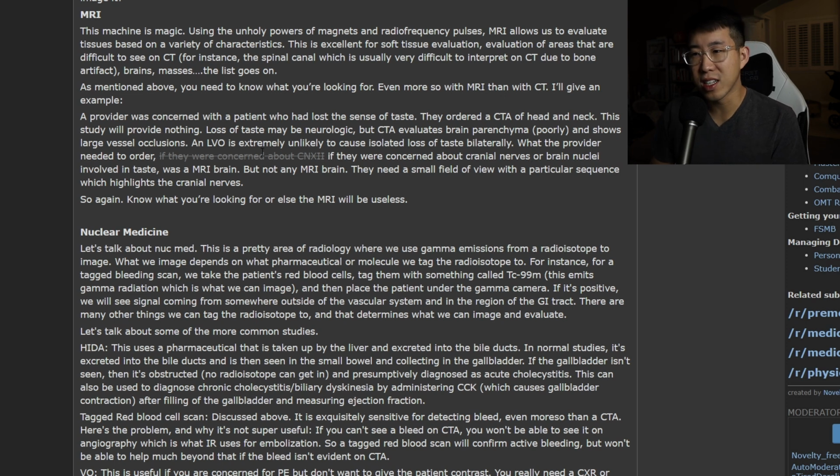What the provider needed to order if they were concerned about cranial nerves or brain nuclei involved in taste was an MRI brain. But not any MRI brain. They need a small field of view with a particular sequence which highlights the cranial nerves. So again, know what you're looking for or else the MRI will be useless. This is something that neurologists are going to be pretty familiar with when they're ordering their specific studies.